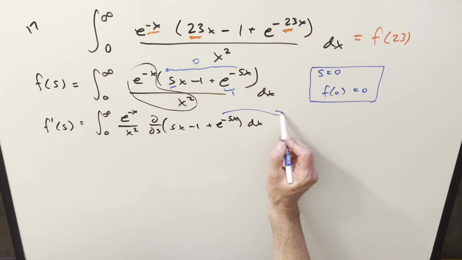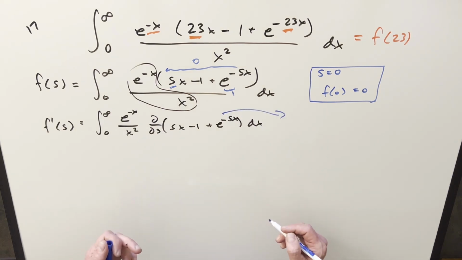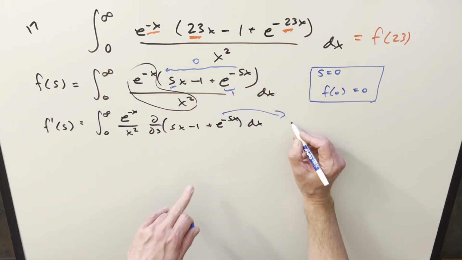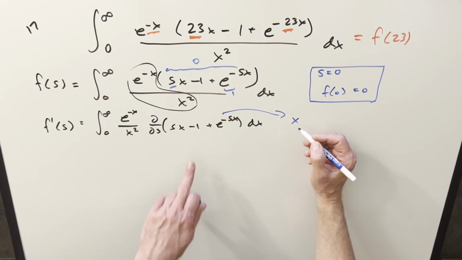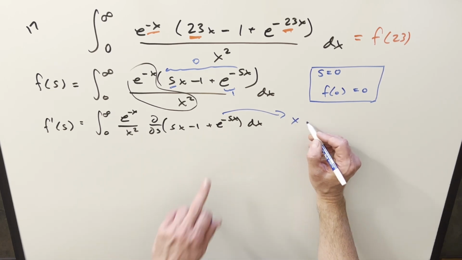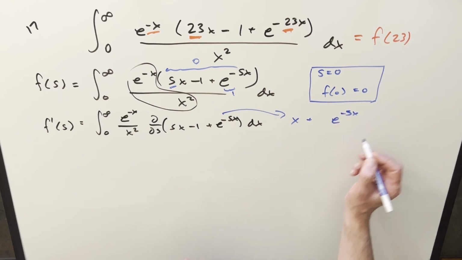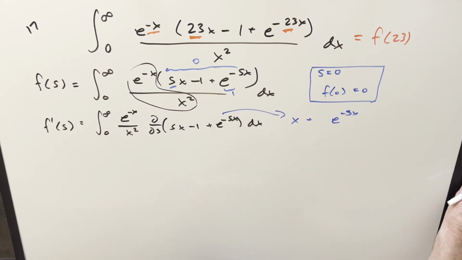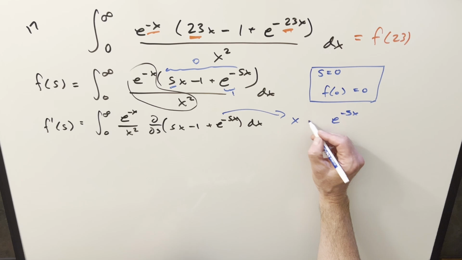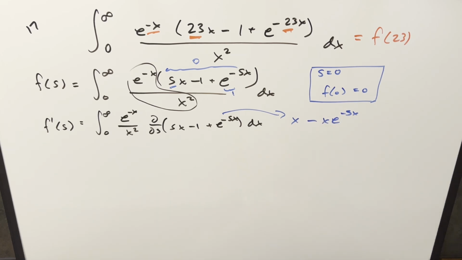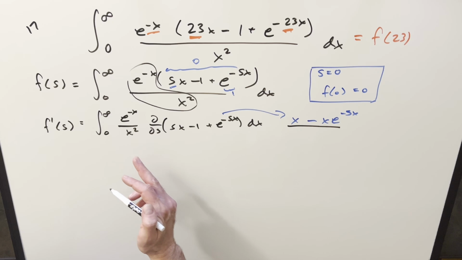Well, when you differentiate this with respect to s, the derivative of sx is just going to be an x. Derivative of minus 1 is 0. Derivative of this part, we get e minus sx, and then a minus x is going to pop out, so we'll write it as minus x e minus sx. So now we'll use this and we'll put it back together.